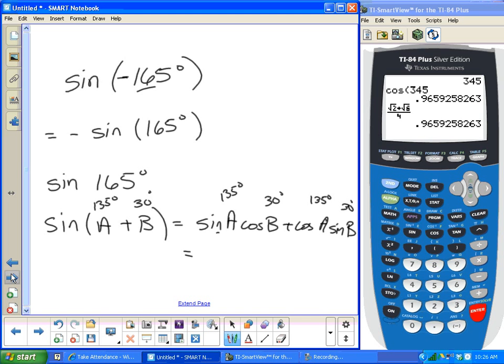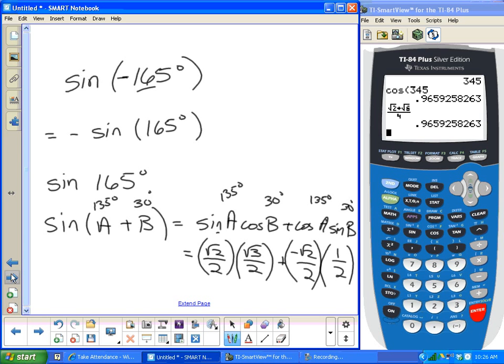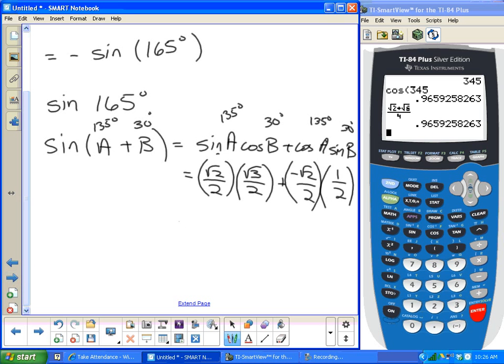So now what's the sine of 135? Square root of 2 over 2. Cosine of 30: square root of 3 over 2. Cosine of 135 is negative square root of 2 over 2. Sine of 30, that's a half. Now let's multiply this out. This is going to give me square root of 6 over 4.